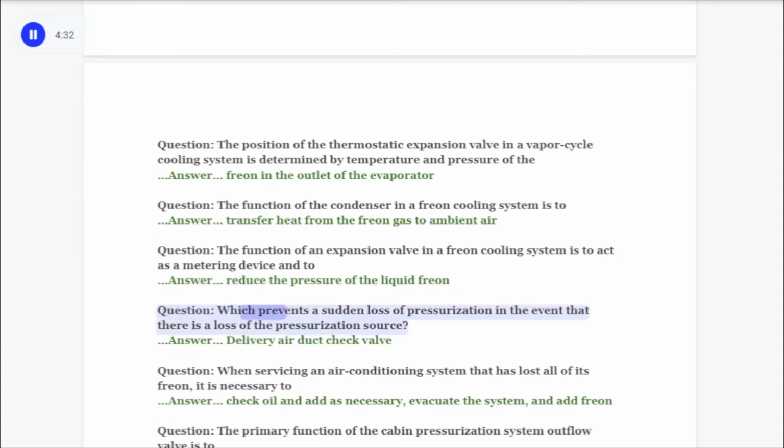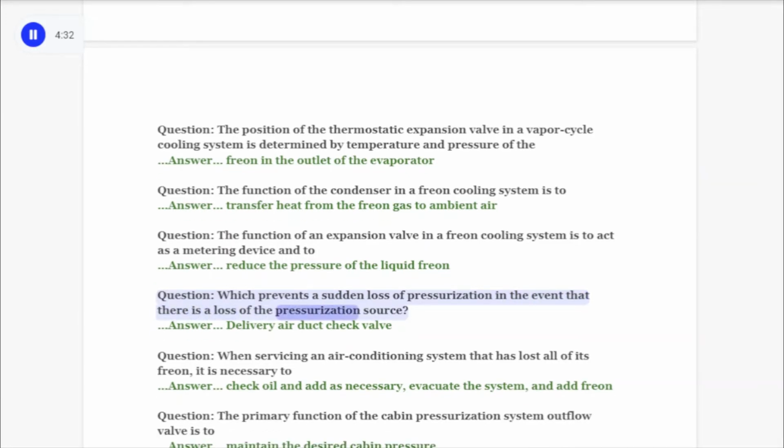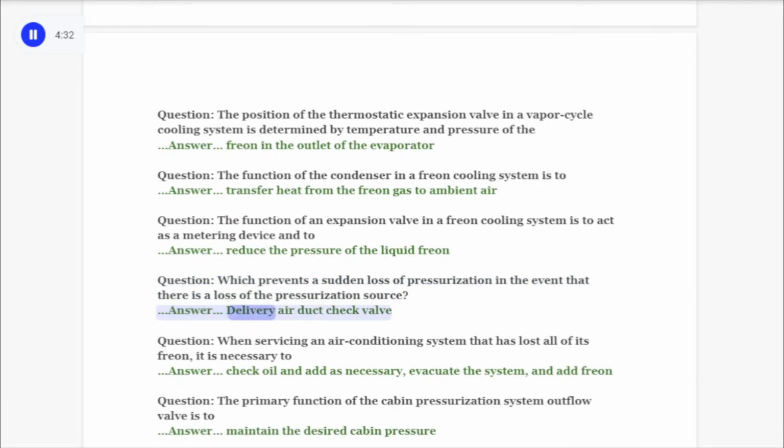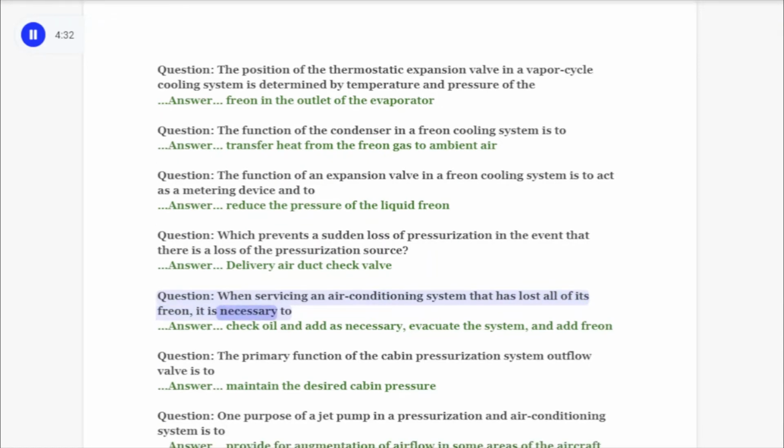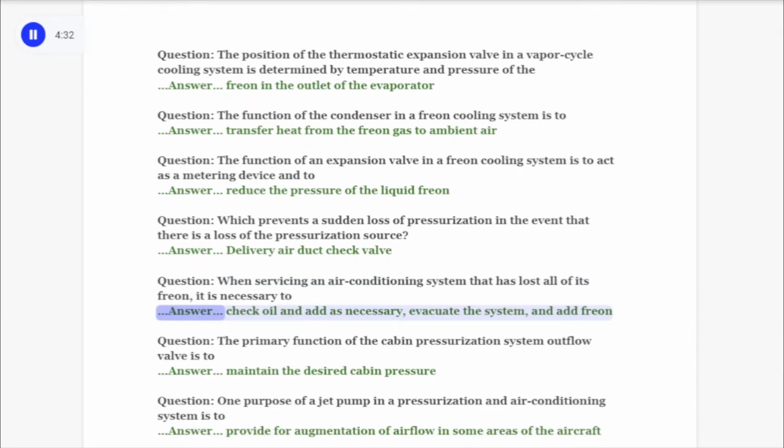Question: Which prevents a sudden loss of pressurization in the event that there is a loss of the pressurization source? Answer: Delivery air duct check valve. Question: When servicing an air conditioning system that has lost all of its Freon, it is necessary to answer: check oil and add as necessary, evacuate the system, and add Freon.